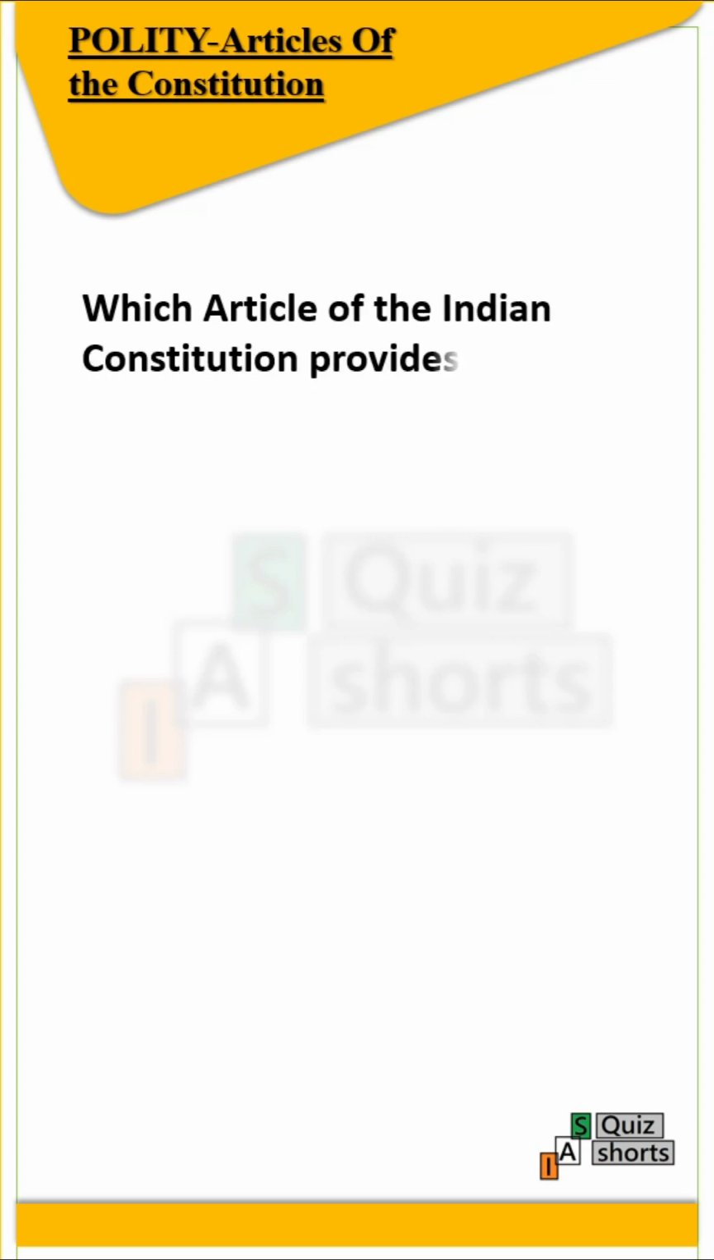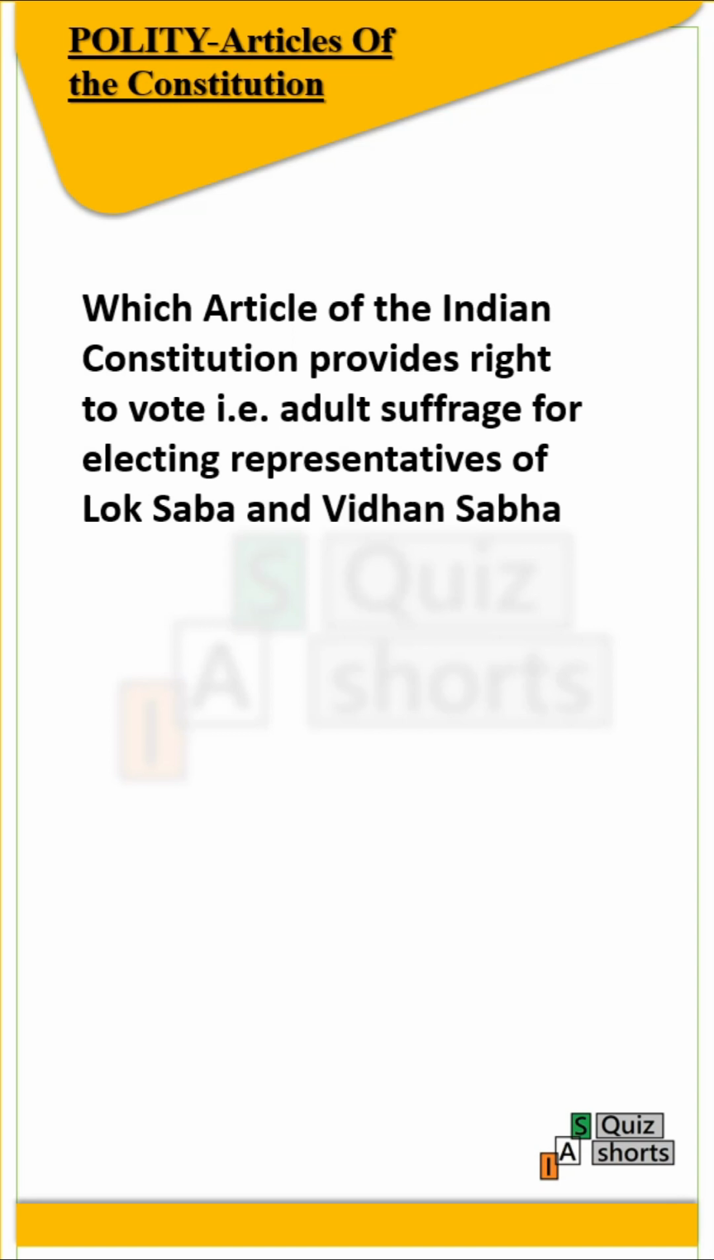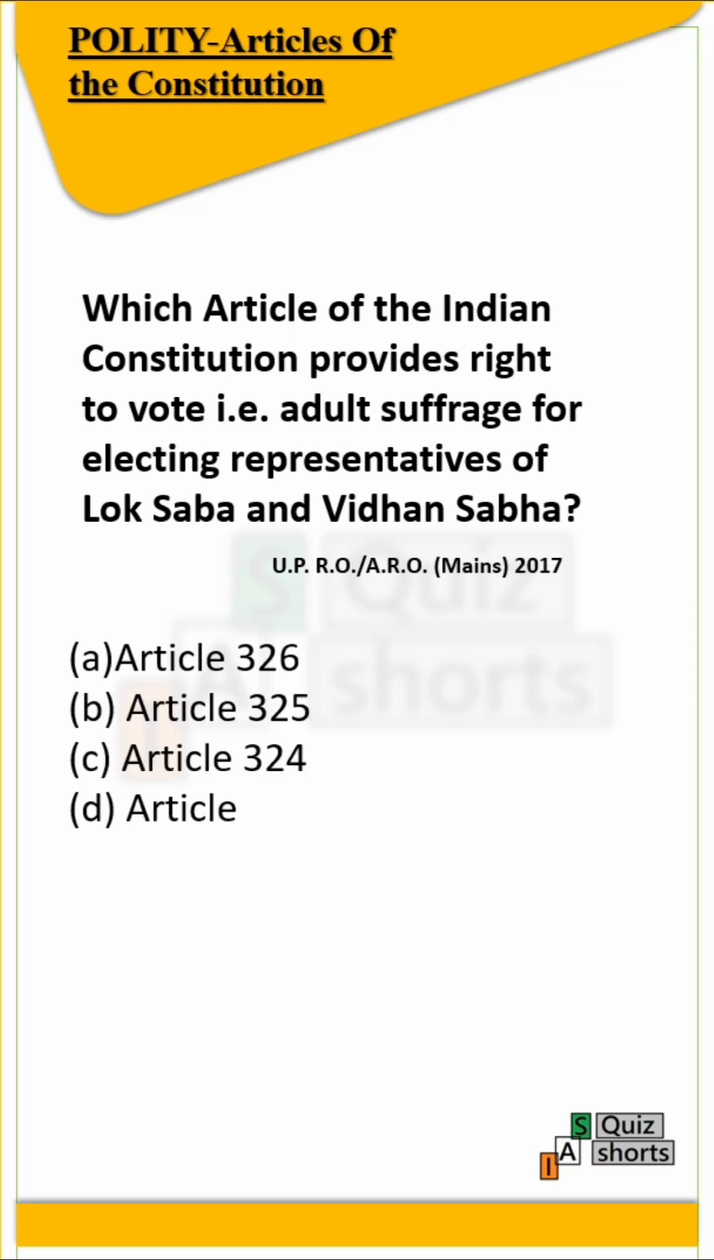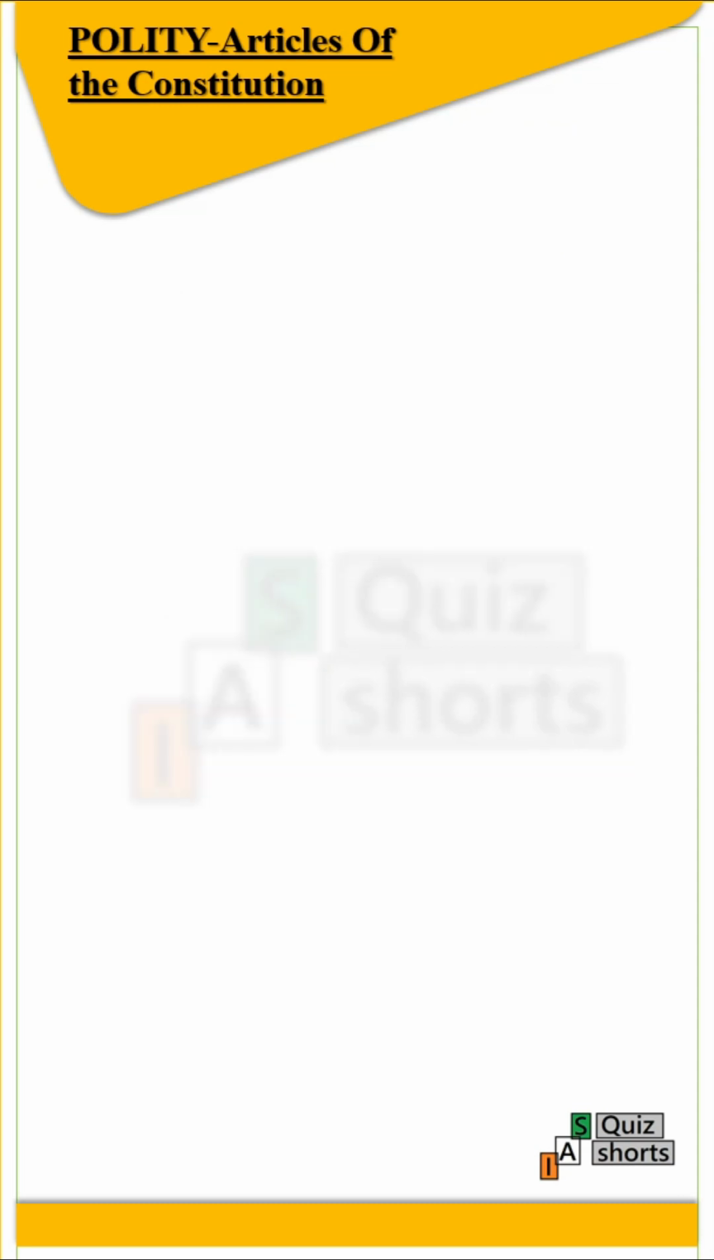Which article of the Indian Constitution provides right to vote, that is adult suffrage, for electing representatives of Lok Sabha and Vidhan Sabha? Option A Article 326, option B Article 325, option C Article 324, option D Article 323. Answer is option A Article 326. This is question from UPPCS Prelims 2016.